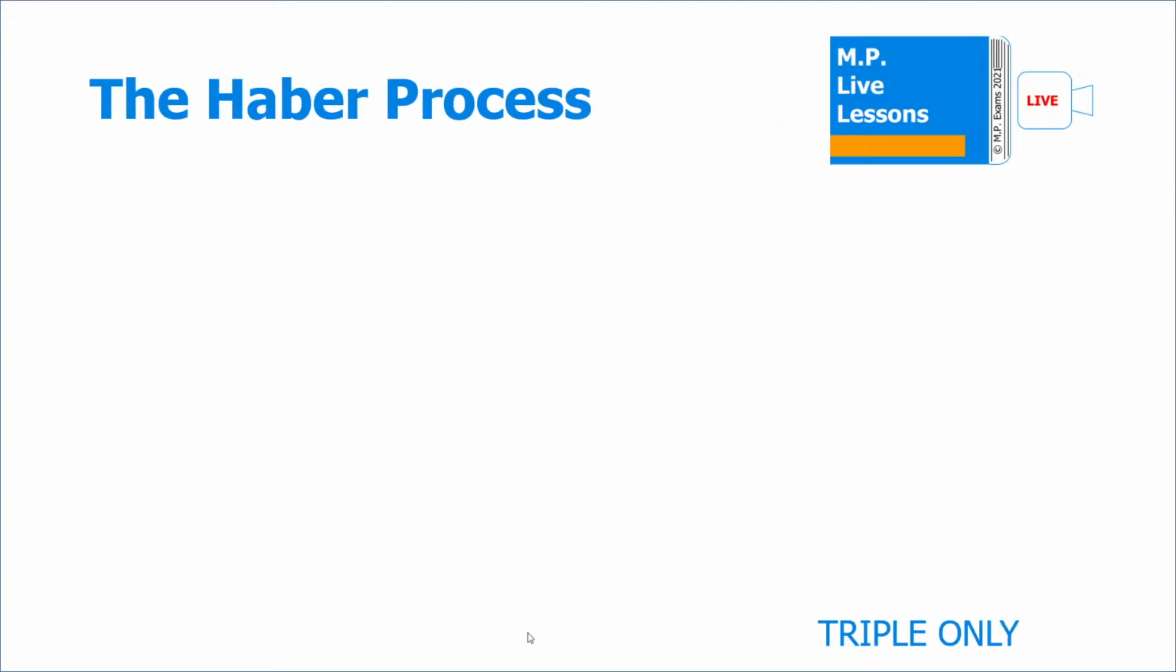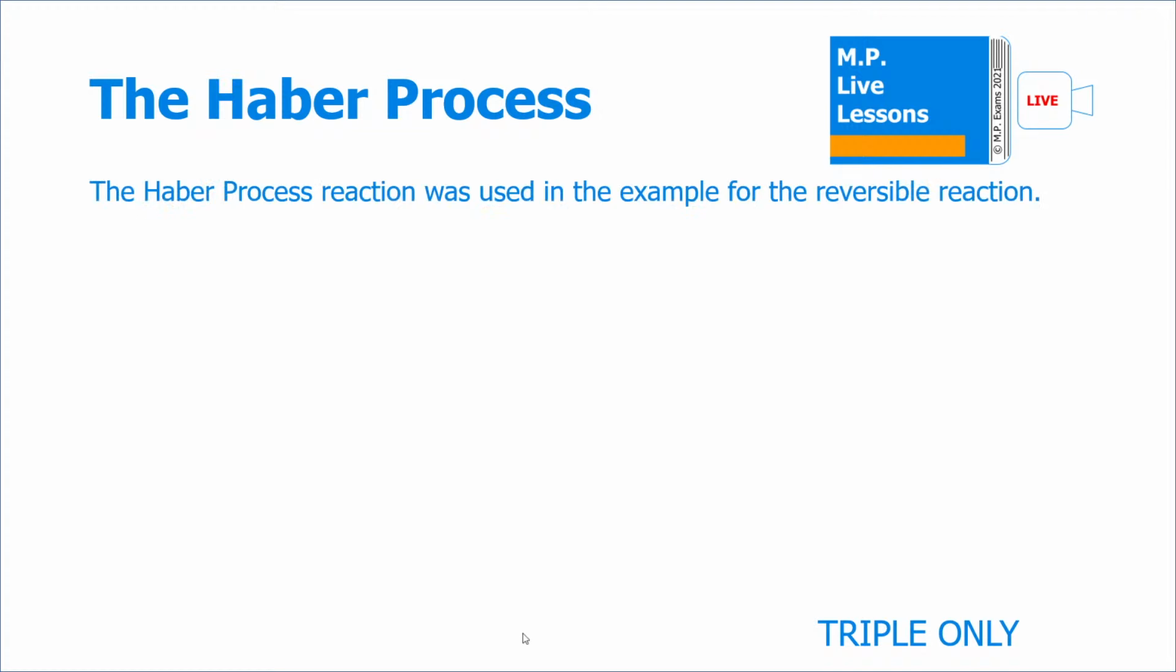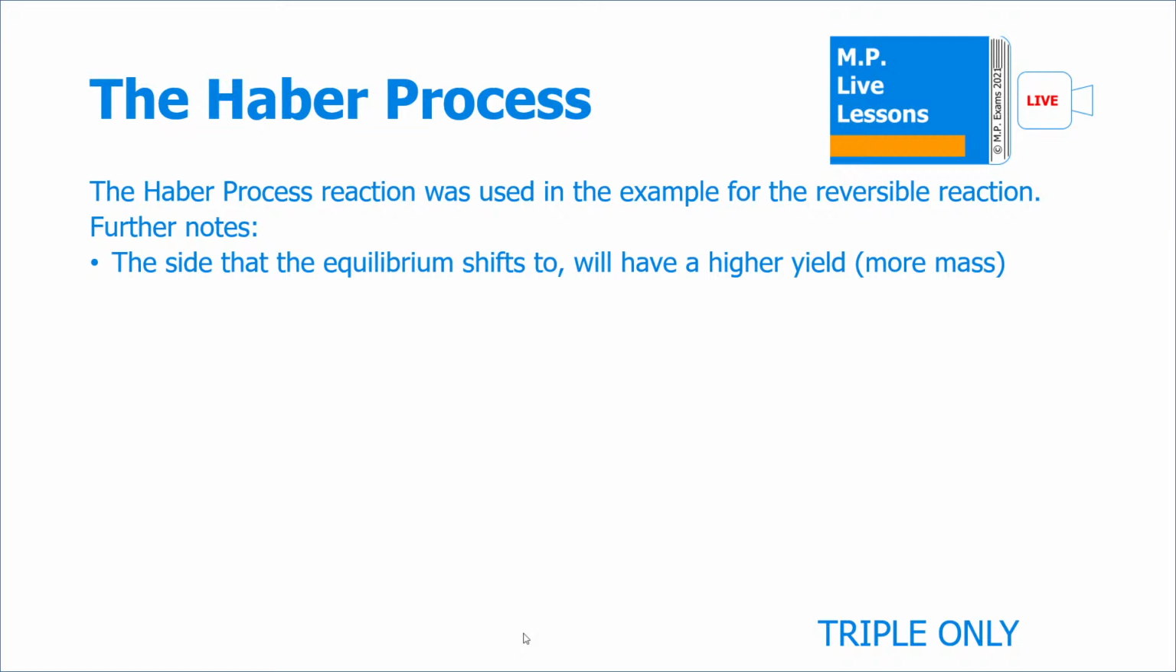And lastly for tonight is for triple only, or triple science only. It's the Haber process. So that's where we produce ammonia. So the Haber process reaction was used in our example for the reversible reaction. So we've got some further notes. The side that the equilibrium shifts to will have a higher yield, so more reactants or more products. And remember, we want to make more products, more ammonia.